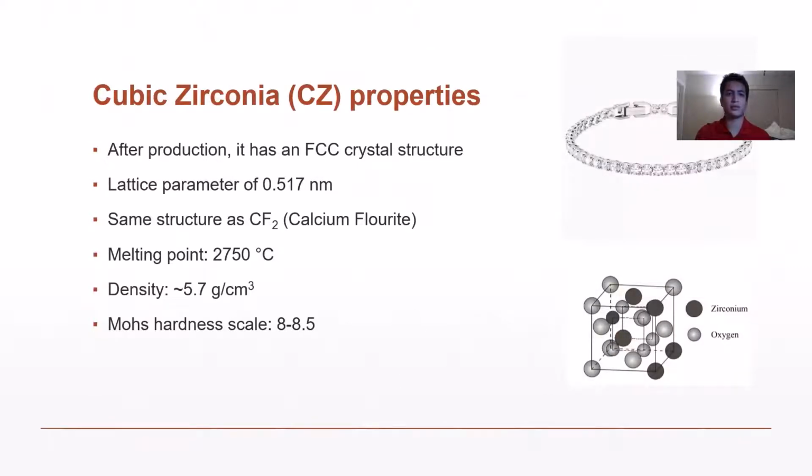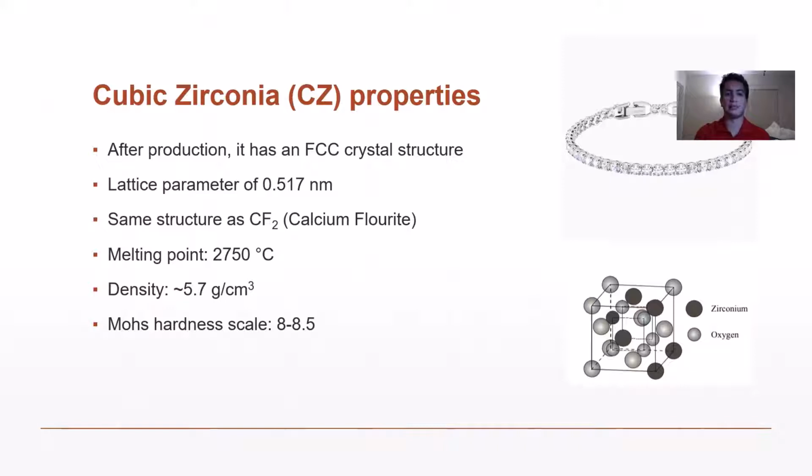Cubic zirconia has an FCC crystal structure with a lattice parameter of 0.517 nanometers. It has the same exact structure as calcium fluoride. We can see a photo of it in the bottom right corner.